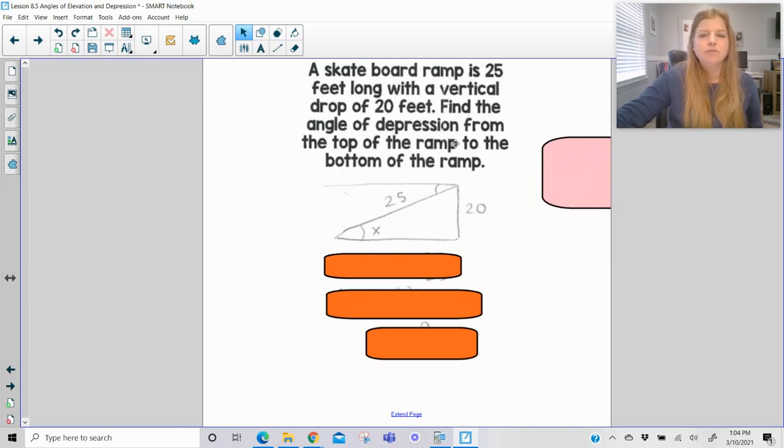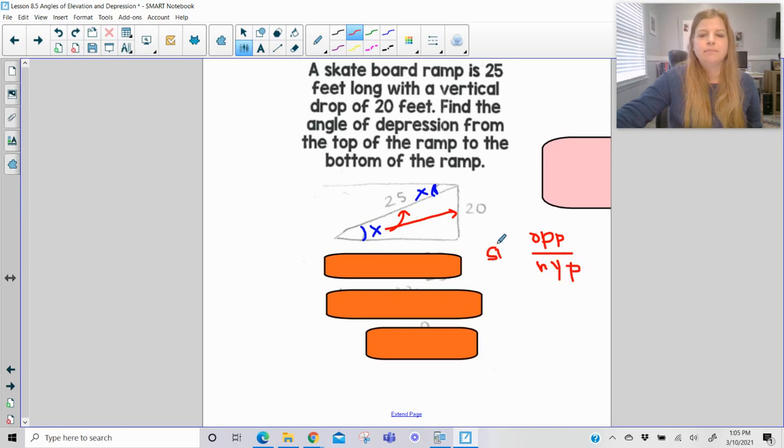Okay, find the angle of depression from the top of the ramp to the bottom of the ramp. So here is the angle of depression, but we also know that the angle of depression is the same thing as the angle of elevation, so that these are the same. So if I'm finding the angle of depression, I can really mark it up as elevation. And now notice what we have here. Based on this angle, I have opposite, but now I have hypotenuse. So which trig function deals with opposite and hypotenuse? Do we remember? We haven't used it yet.